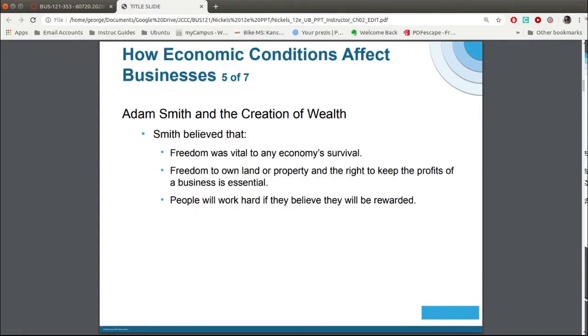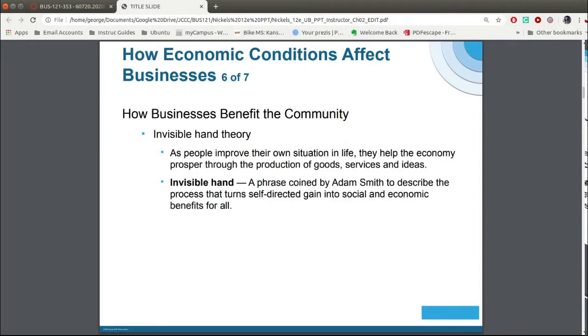Now, a guy by the name of Adam Smith wrote a book called The Wealth of Nations. And one of the things that he said in there was, we need to have freedom in order for the economy to actually work. We need to be able to own property and to keep the profits that we have. And if people have those opportunities, they're going to be rewarded with profit. The thing that he really focused on was the idea of the invisible hand.